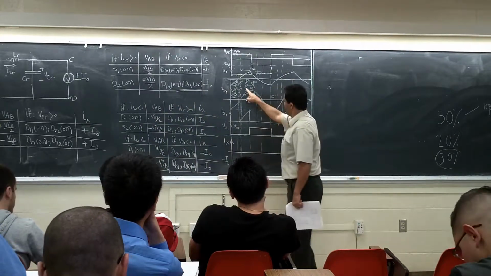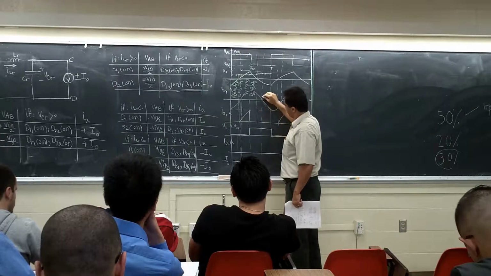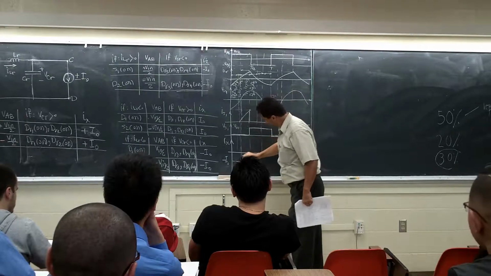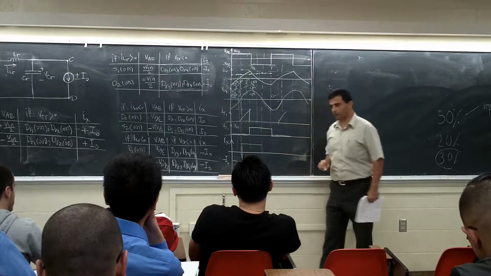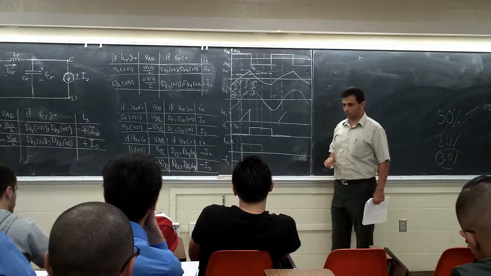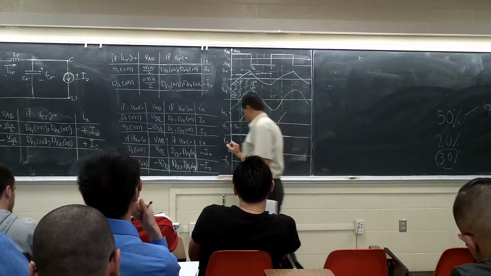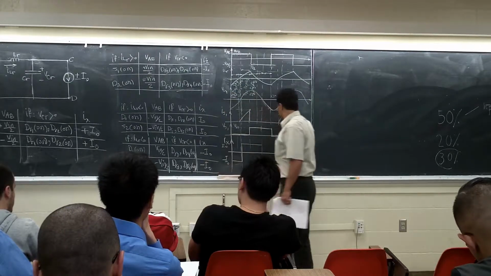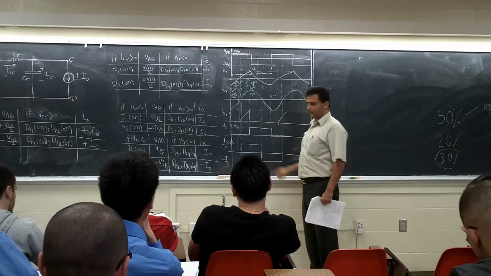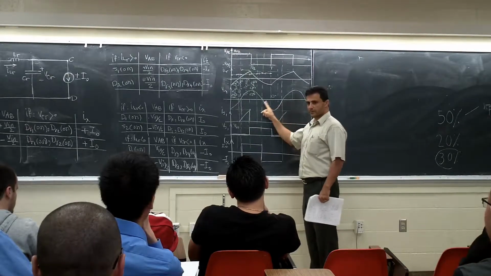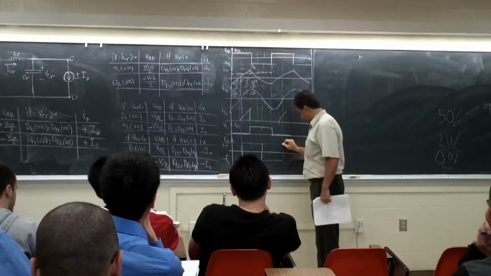So when DR1 and DR2 are on, up to here, how much is it going to be? It's going to be I0, because DR1 and DR2 are on, right? So this is I0. And again here, what about here? The voltage is negative, right? So DR3 and DR4 are going to be on. And keep going.